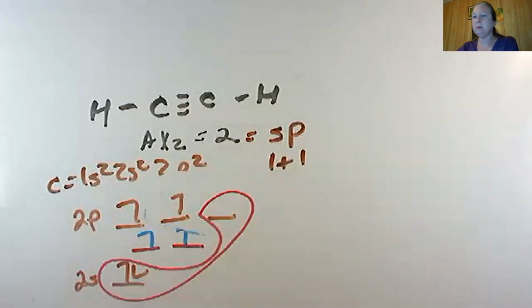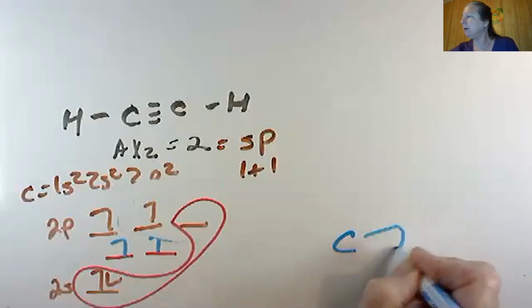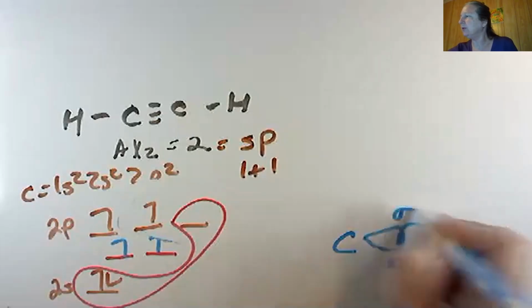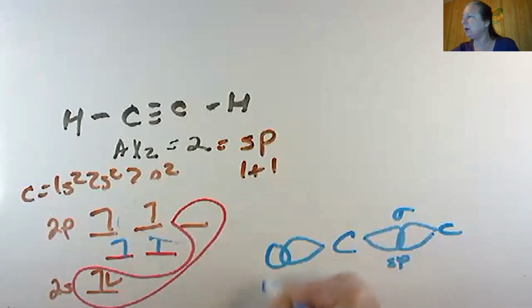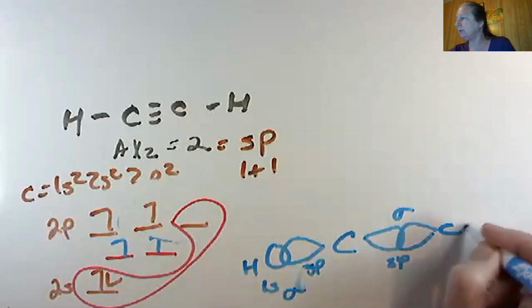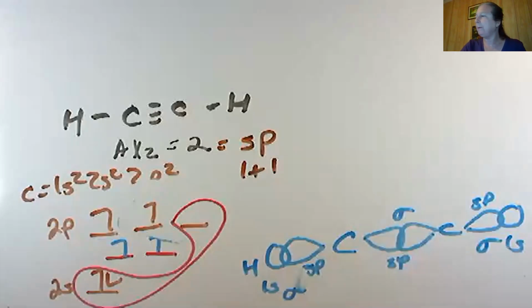So I draw my carbon. Here's my sp, such as it is, and that's a sigma. And then there is also, because we have 2 of them, the other one is going to the hydrogen, which is just the 1s. The hydrogen is not hybridized. So this is an sp, and this is a sigma. And we've got the same thing going over on this side, with the 1s of the hydrogen. This is an sp, and this is a sigma. Sigma, sigma, sigma. All right.